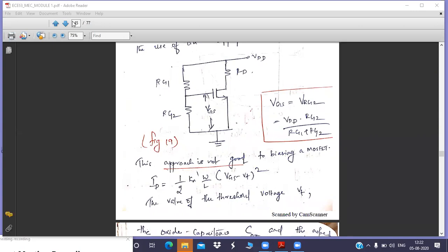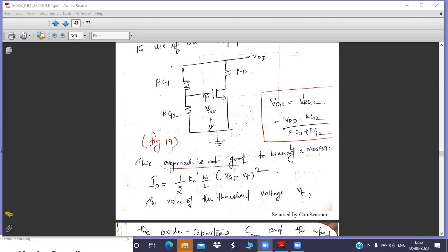So in what way can we say that VGS is equal to VRG2? Because here I have connected RG2 between gate and source, so this voltage is going to be the same as VRG2. And how are we going to write this VGS? By applying the voltage divider rule. The voltage divider rule is nothing but VDD into RG2 by RG1 plus RG2.